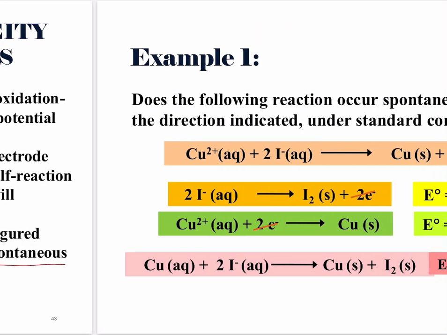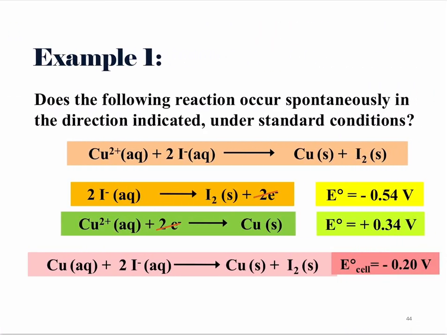Okay, and so if we look at another system, here we have iodine and copper. We're given two values. Again, this is the oxidation potential here. In the lab today, we'll talk about using only reduction potentials. This is a reduction potential.